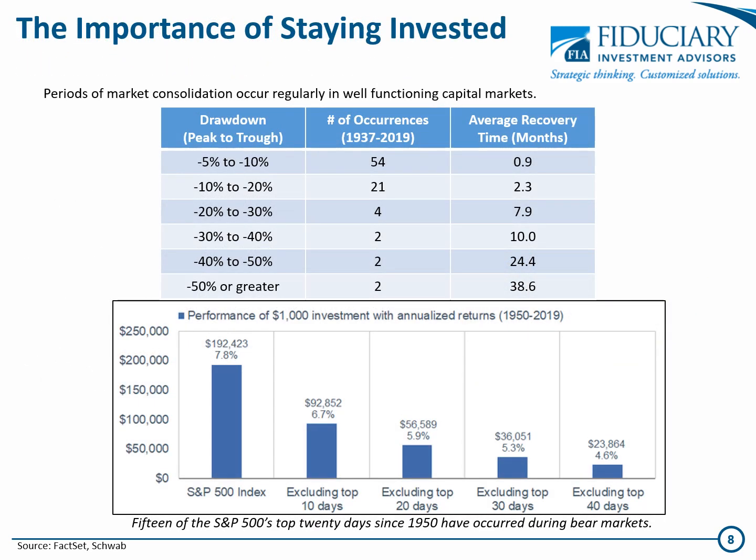Market consolidations have happened regularly in well-functioning economies, much like the one we were in at the beginning of the year. These drawdowns are typically short-term and volatile, but during which some of the best days of the market can happen. For example, 75% of the S&P 500's 20 best performing days since 1950 have occurred during downturns in the market. Missing just a few of these best days can have a significant negative impact on your portfolio.